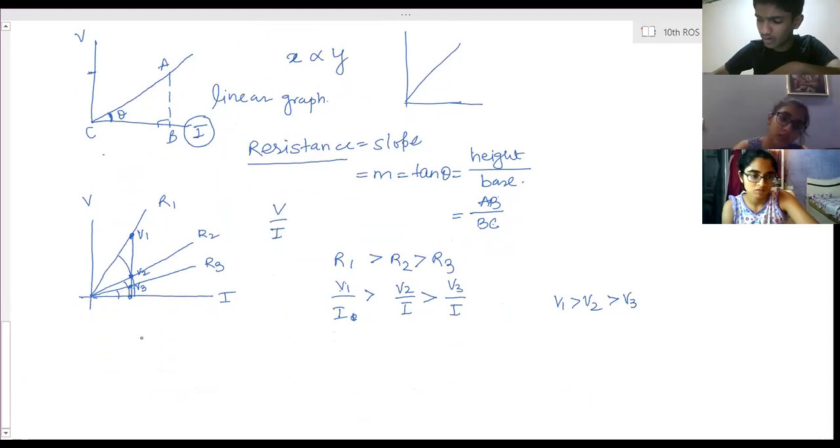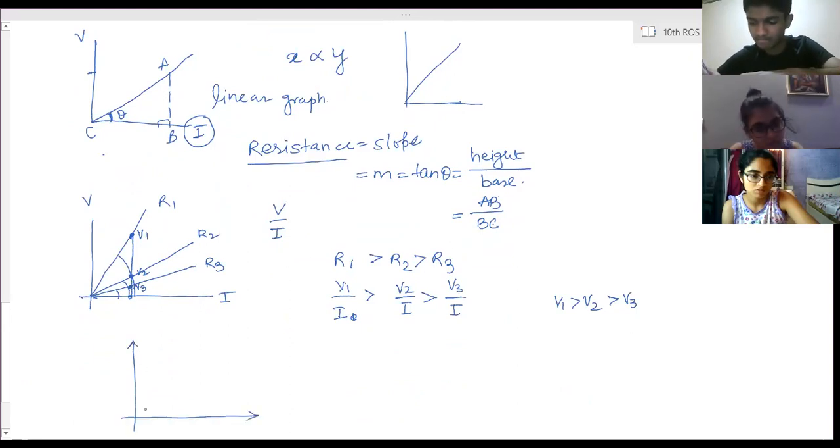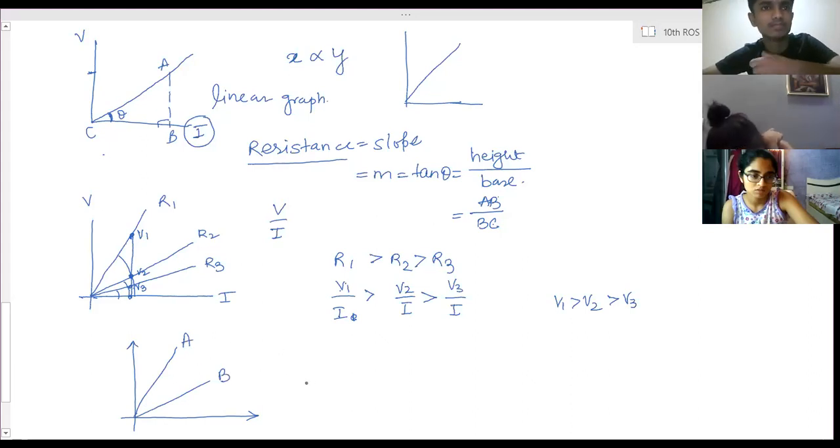Series combination and parallel combination, they can also give you the graphs of series and parallel. You have to find out which one is for series and which one is for parallel. So these are the graphs that have been given. This is A and this is B. Which of these two graphs shows the series combination of two resistors?